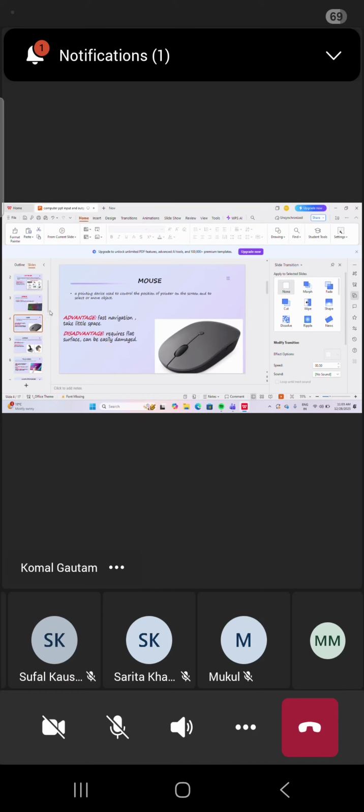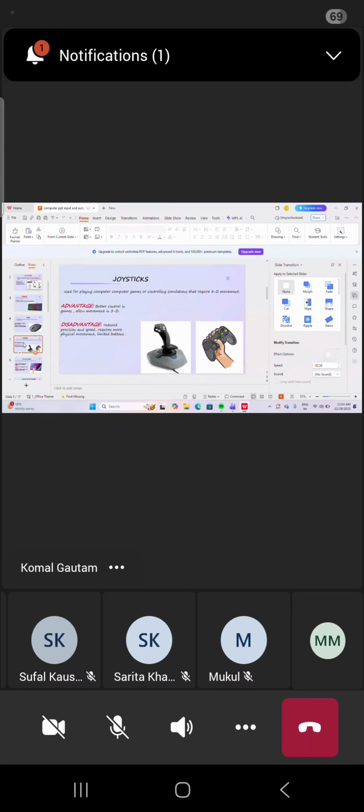Let us briefly discuss the mouse. Mouse is a pointing device used to control the position of the pointer on screen and to select or move objects. Some advantages and disadvantages of mouses: mouses are used for fast navigation and take little space. Disadvantages of mouse are it requires a flat surface and it can be easily damaged.